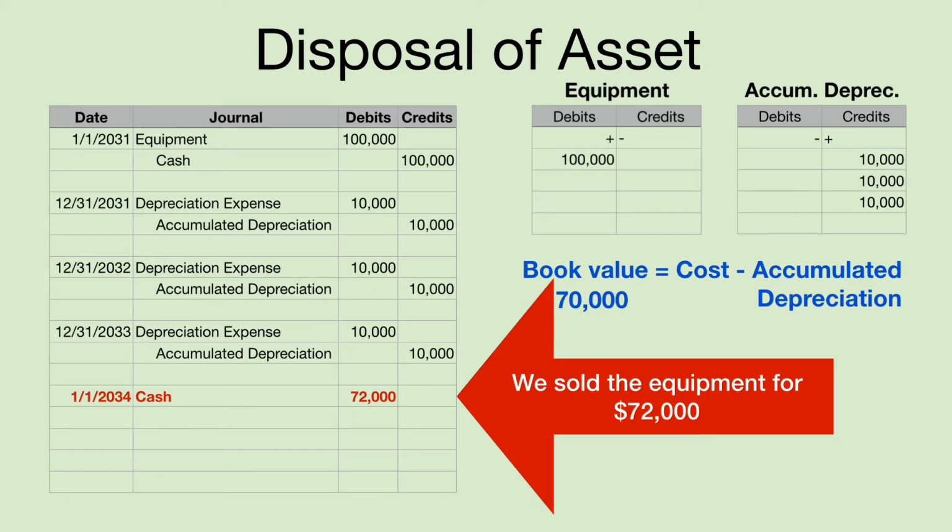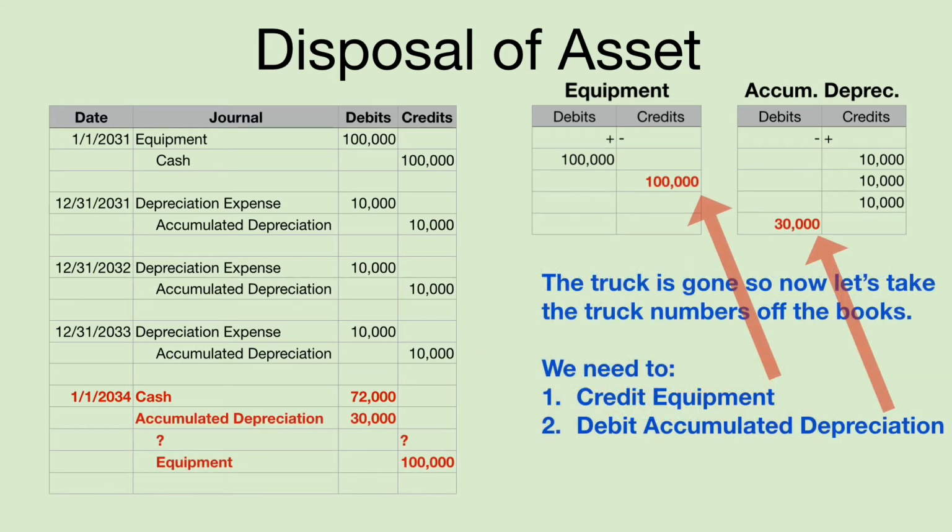Let's say in this first example, and I'm going to give you 2 examples, let's say we sold this equipment for $72,000. It was on our books at $70,000, so we're going to have a gain of $2,000. Now let's look at the journal entry. We know that we have to debit cash for $72,000 because that's the amount of cash we received.